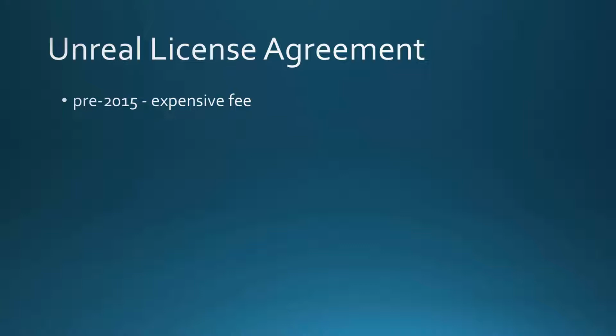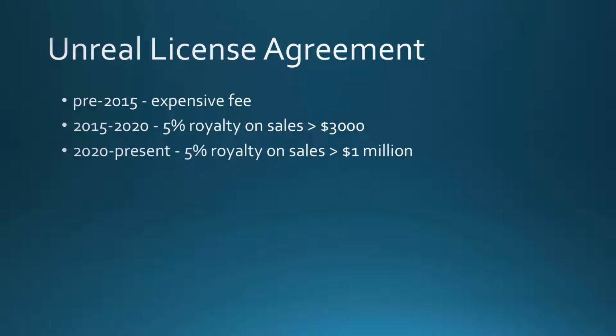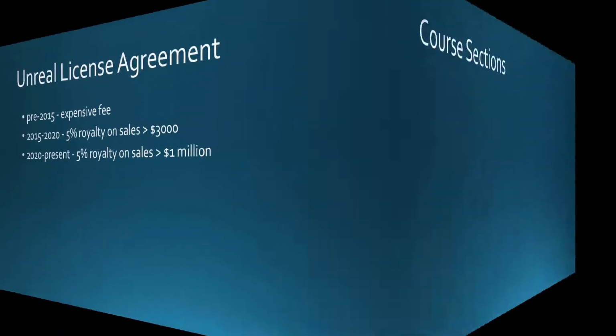However, in 2015, Epic Games changed their licensing for the Unreal Engine to make it completely free to download and use. The only catch was that developers had to pay a 5% royalty on all sales over $3,000. In 2020, Epic Games raised this amount to $1 million. So as of today, if a developer makes over $1 million on a project created with the Unreal Engine, they must pay Epic Games a 5% royalty on any money earned beyond that first million.